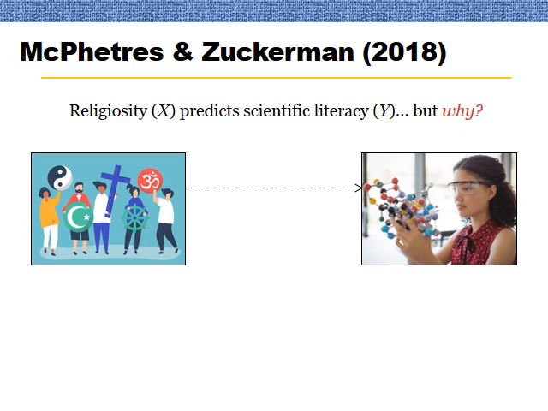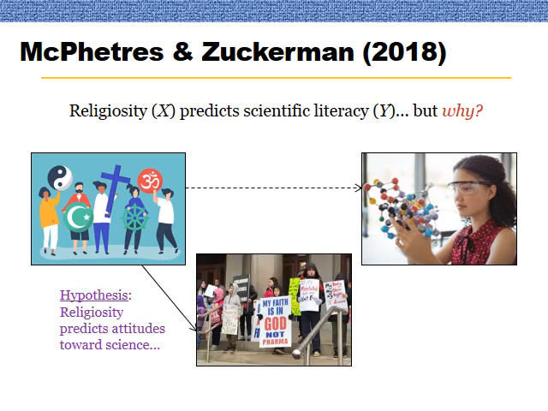These researchers tried to answer that question by measuring a potential mediator, attitudes towards science. Specifically, their prediction was that people who were more religious would have less favorable attitudes towards science, and in turn, people who have less favorable attitudes towards science would be less scientifically literate.